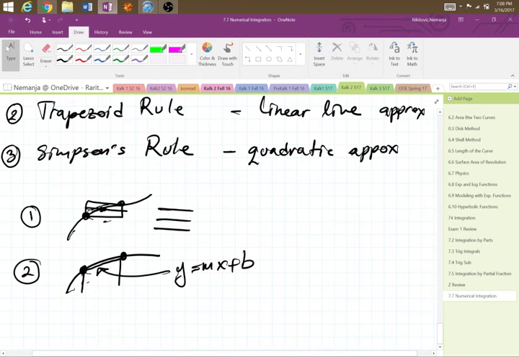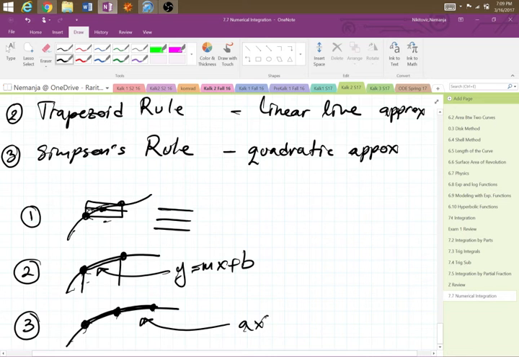And then the third one is quadratic approximation, where you have 1, 2, 3 points, and you fit the best parabola possible through those 3 points. So that one is ax squared plus bx plus c, quadratic approximation. Now, you don't actually see that as you write the formulas and stuff, but that's how it works. And then there are, as I said, higher orders later on.